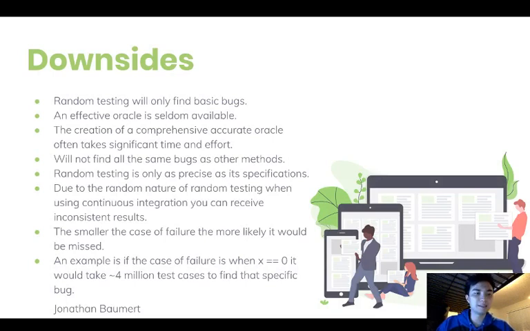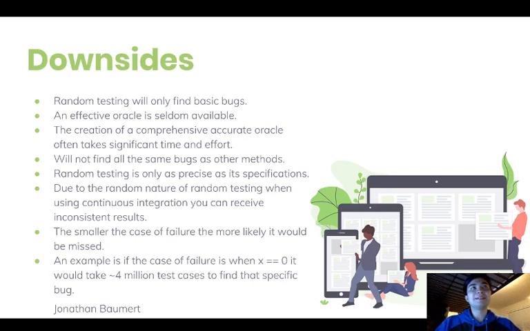through random testing? Well, random testing will only find basic bugs. You're not going to find incredibly difficult hidden bugs that will be hard for your system. That's one, I guess, of the downsides. It's because it's so simple, it must be done on finding basic bugs. And an effective oracle is seldom available, so you're going to have to put some creativity there. Another thing is that the creation of a comprehensive, accurate oracle often takes significant time and effort.